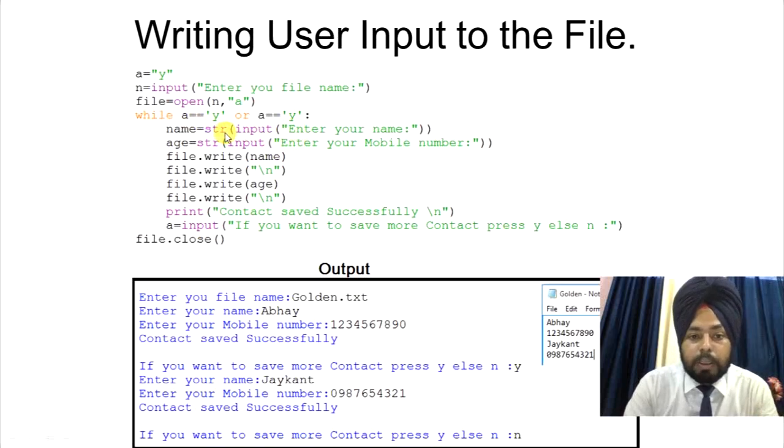For example, the output of the program is like this: enter your file name, that we'll type there, golden.txt. Then we'll enter a name, then we'll enter a mobile number, and after entering the phone number, whenever we press enter, it will display the message contact is saved successfully. Then it will also display one more message: if you want to save more contacts, press Y, else N. Means if you want to save more contacts in the same text list, then you have to press Y. If you don't want to save more contacts, then you have to press N for no.